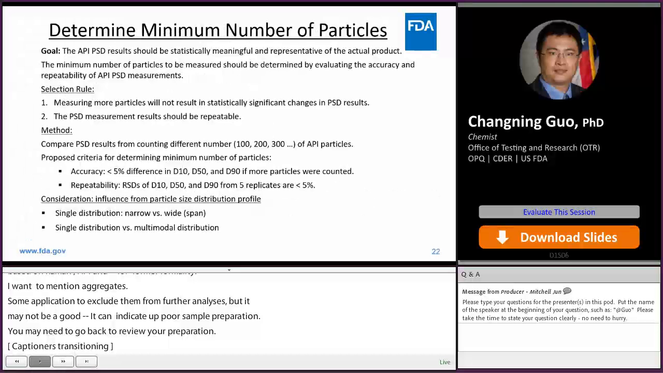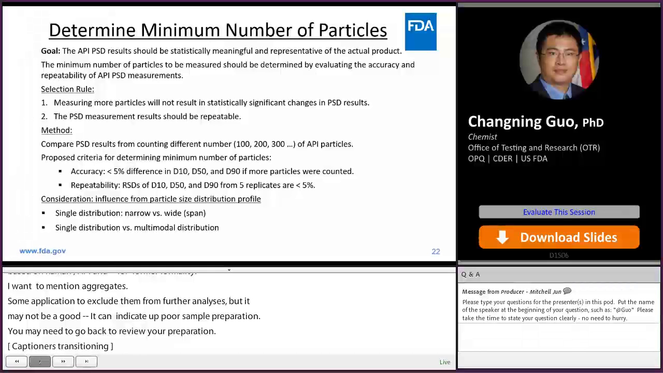The last but not least step is to determine minimum number of particles to be counted. The goal here is to ensure enough number of particles are measured so the PSD result is statistically meaningful and can represent the actual product. The minimum number of particles should be determined by evaluating the accuracy and the repeatability of PSD measurements. We need to ensure measuring more particles will not result in significant changes or improvement in PSD results.